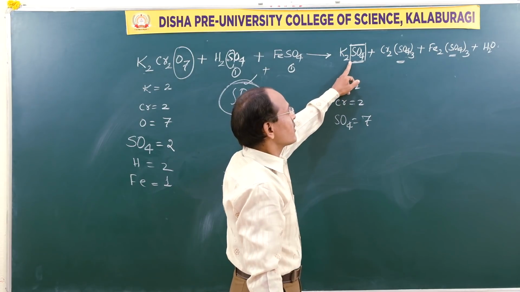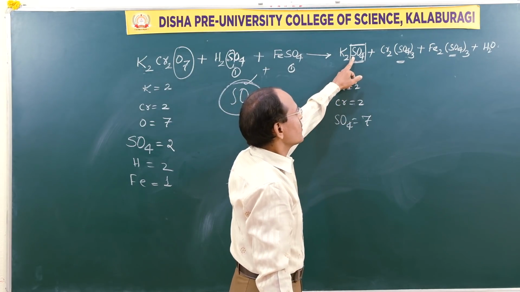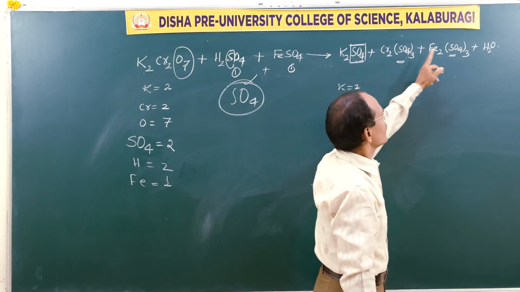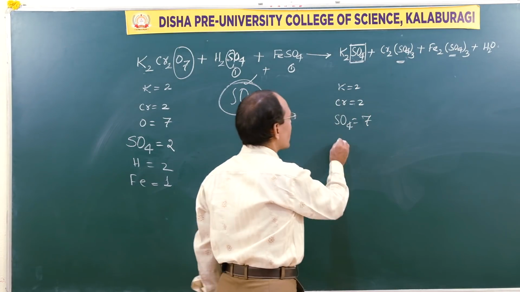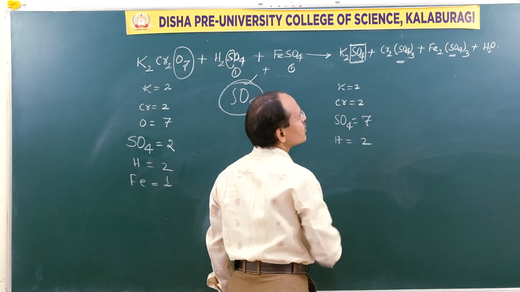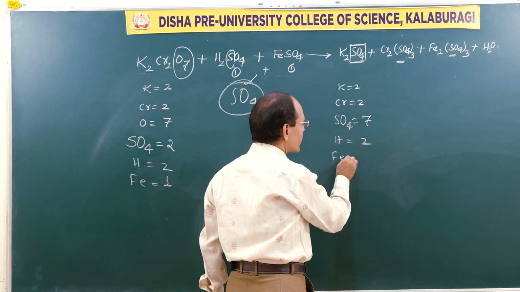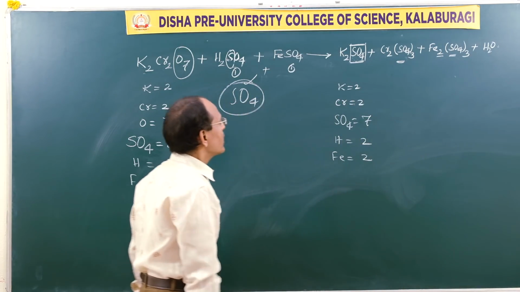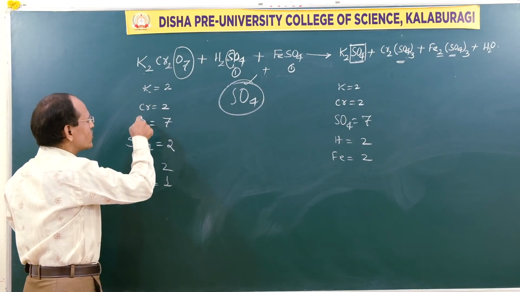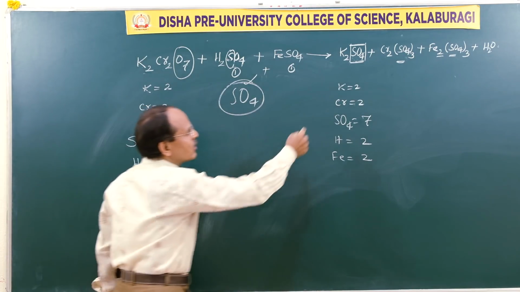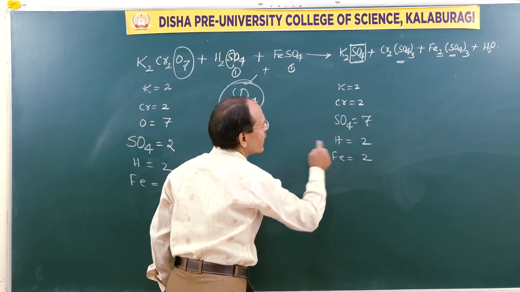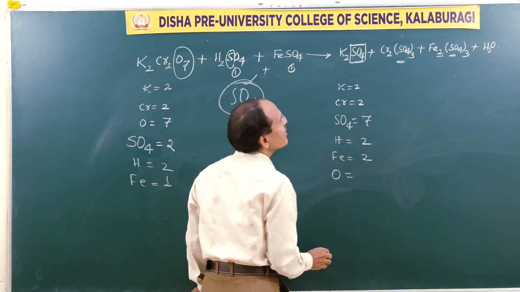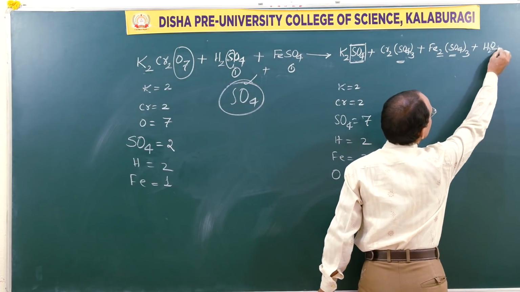So sulfate, 1 plus 3, 4, 4 plus 3, 7. Then from the hydrogen point of view, no doubt 2. From the iron point of view, it was 2 because here it is 2. Okay, now this is 1, 2, 3, 4, 5, 6. That means one more content we have left, that is oxygen. So here oxygen is just 1.